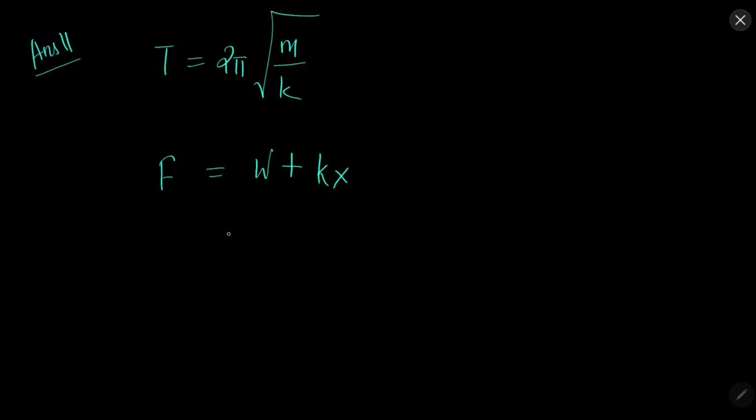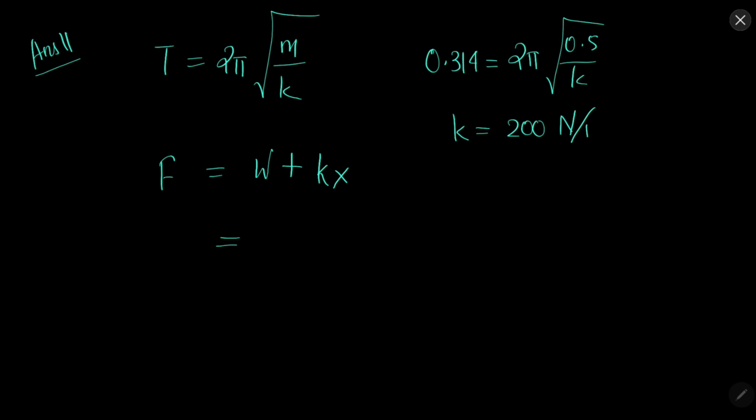So the value of k is unknown, so we can find k from this equation. 0.314 equal to 2 pi root 0.5 over k. So k will come out to be 200 Newton per meter. So weight is 5 Newton plus 200 into x, which is 0.1. So we will get 5 plus 20, that is 25 Newton.